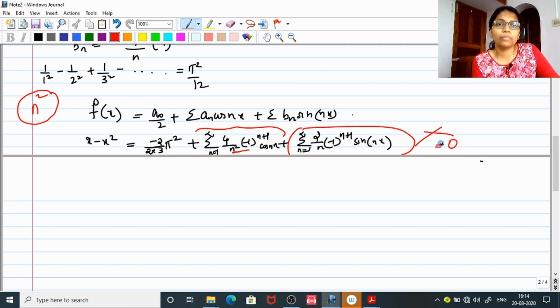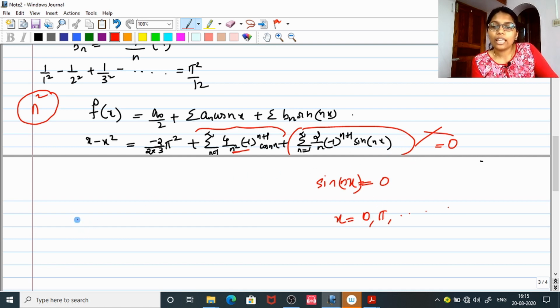How can this term be 0? Just give a particular x value so that this term completely becomes 0. Here you have sin nx. So when is sin nx going to be 0? When x is given 0 or pi, etc. Okay, let us substitute x equal to 0 and just see what this is going to be.